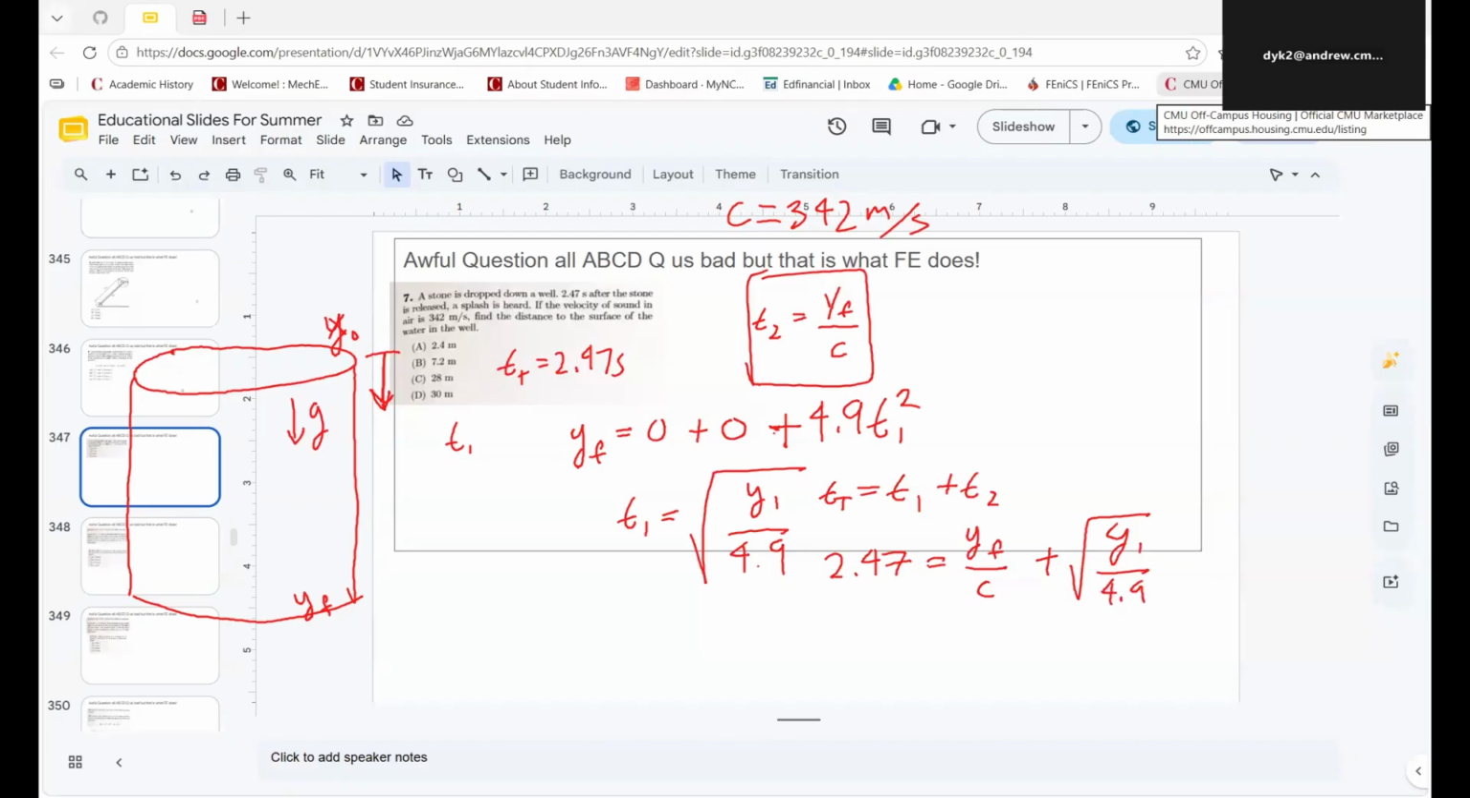In that sense, we can do 2.47 squared equals YF squared divided by C squared, plus Y1, YF divided by 4.9. That sounds about right. Does it sound right to you? Then we can go. It's solving everything. And actually, we could probably just plug this into our calculator, but I'll be honest, I'm not sure if it's going to be correct.